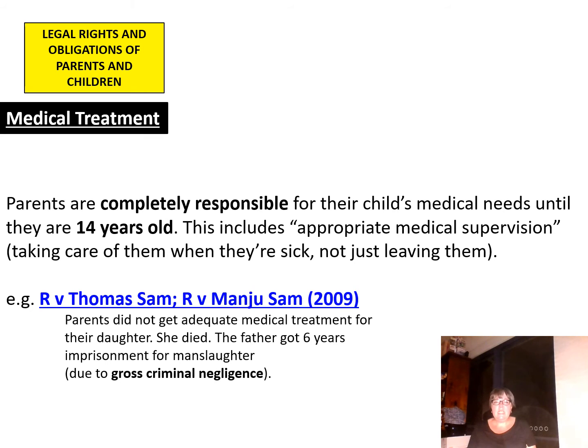Okay, this is a case that I think we bring up a couple of times in this section. So Thomas Sam and the Crown. The Crown versus Thomas Sam and Manju Sam, so husband and wife. Parents did not get adequate medical treatment for their daughter and she died. The father got 6 years imprisonment for manslaughter due to gross criminal negligence.